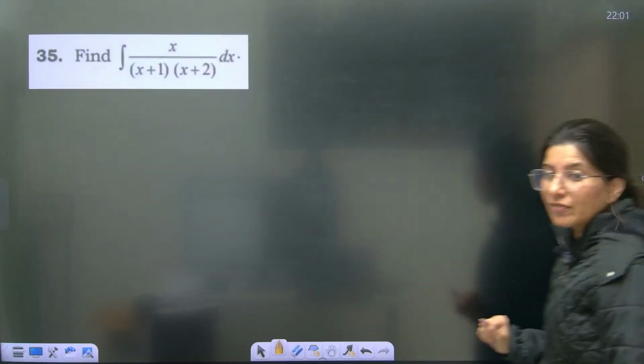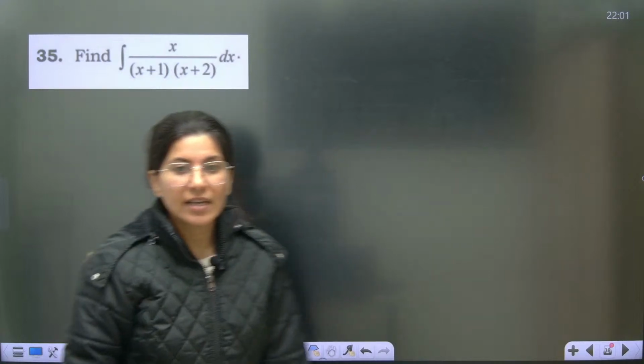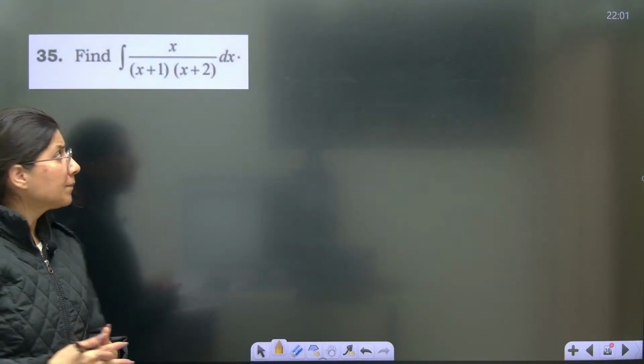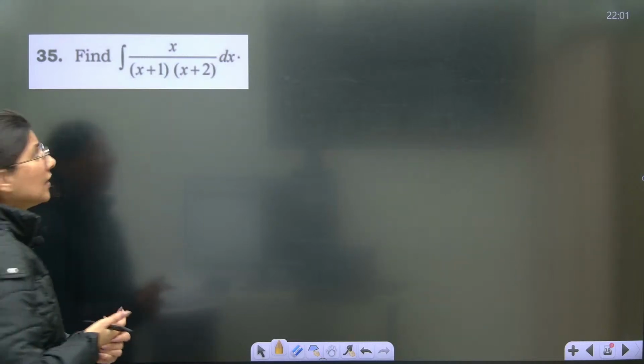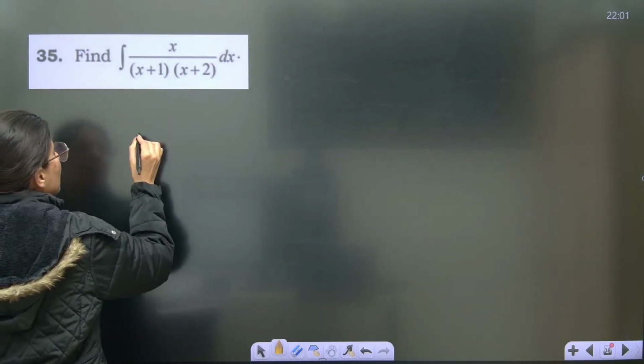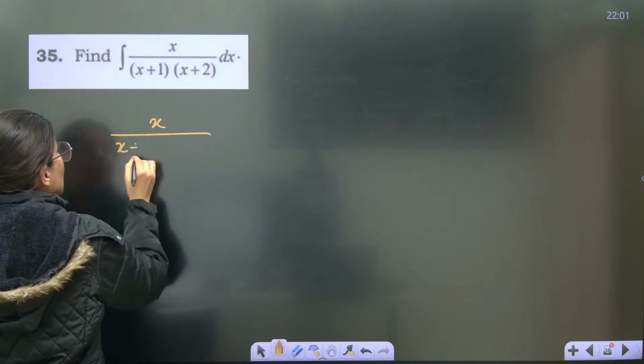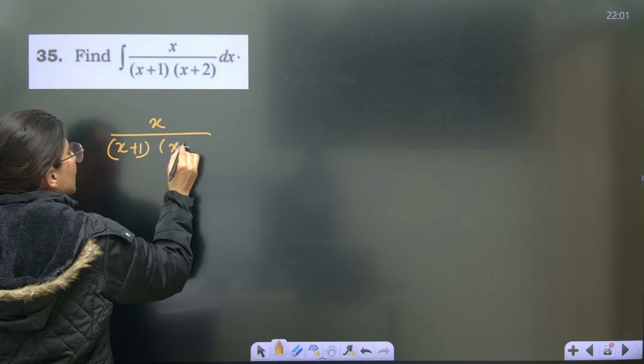Now here you have to find the integration of x upon (x plus 1)(x plus 2). So how are we going to do that? First of all, we need to manipulate this. What I'm going to do is, this is x upon x plus 1, and I am going to apply partial fractions over here.